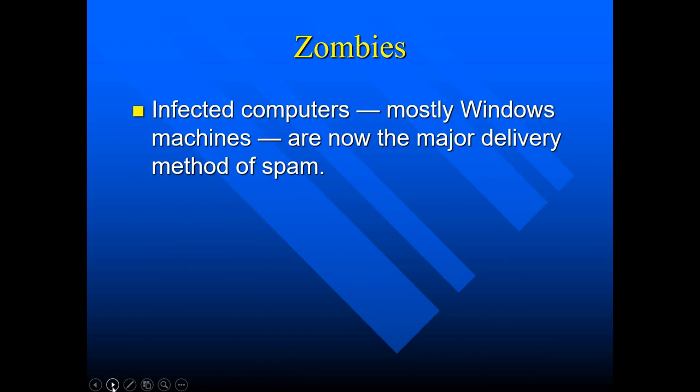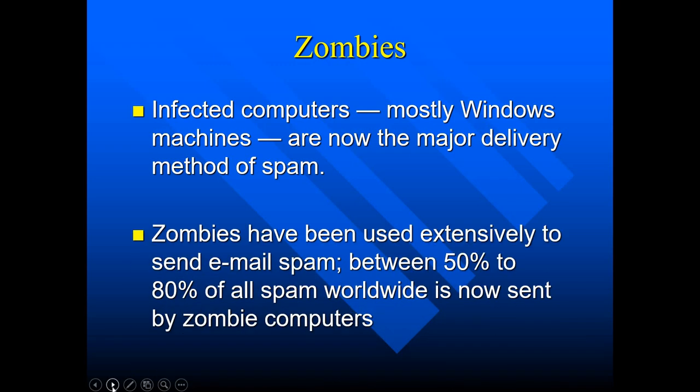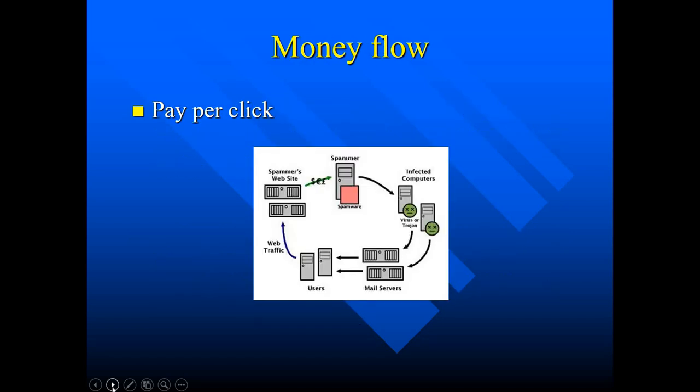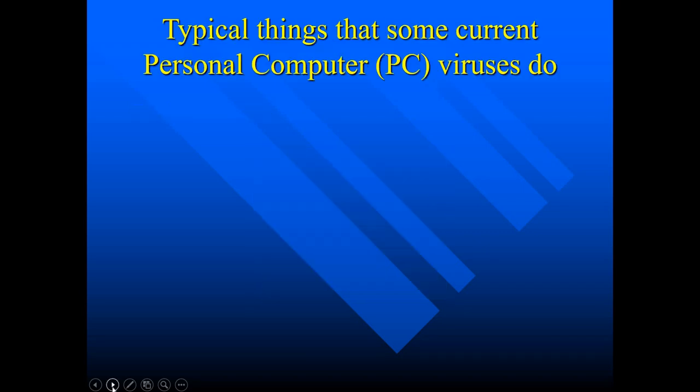We'll see about zombies. Infected computers, mostly Windows machines, are now the major delivery method of spam. Zombies have been used extensively to send email spam. Between 50% to 80% of all spam worldwide is now sent by zombie computers. We'll see about pay-per-click. Pay-per-click is a form of online marketing where advertisers pay each time a user clicks on one of their ads. In this way, the worm or the virus will enter into the system.